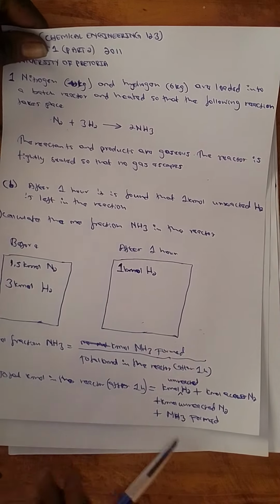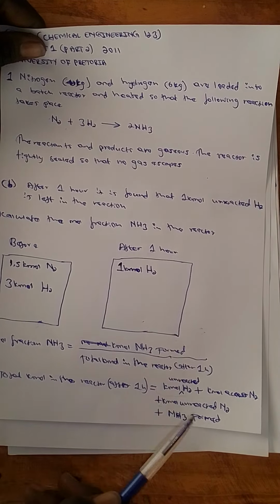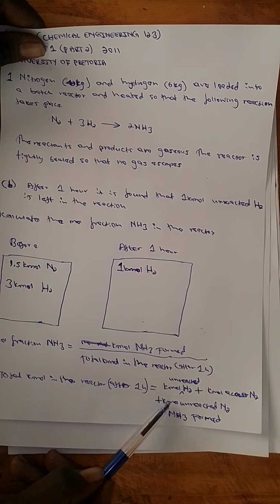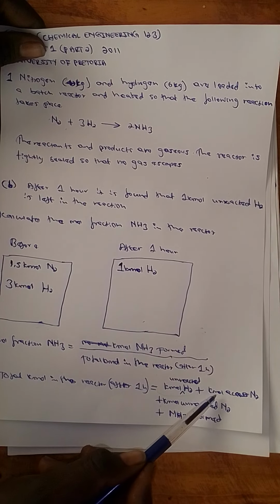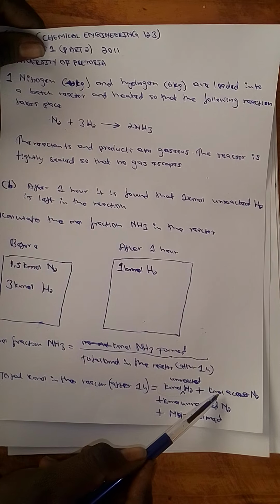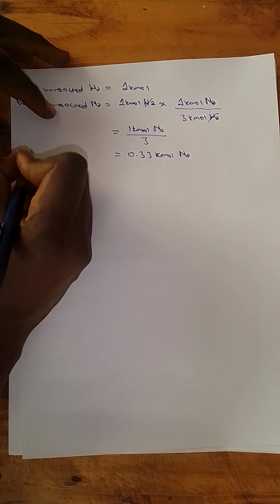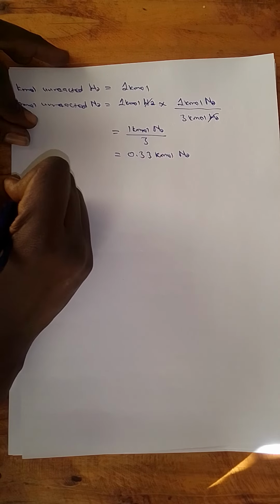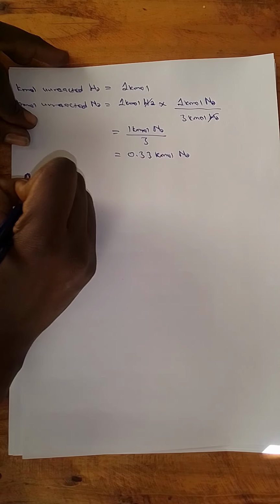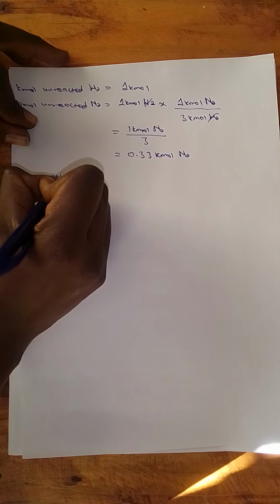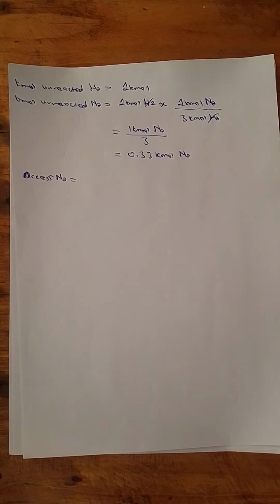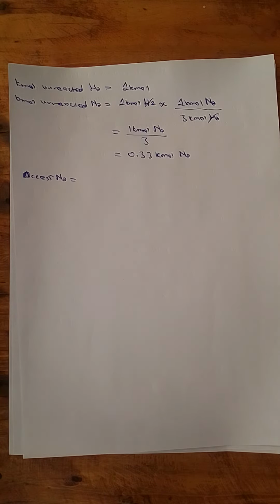So now we have sorted the kilomole of unreacted N2. Now we need to also go to the excess N2. If you can recall, let me write excess N2. This one we calculated. We had the values calculated in the very first part, so it's not so difficult.